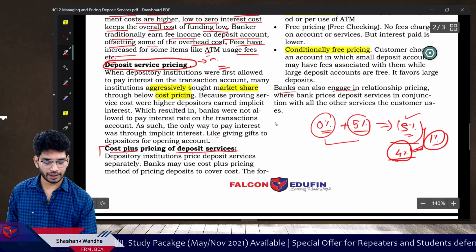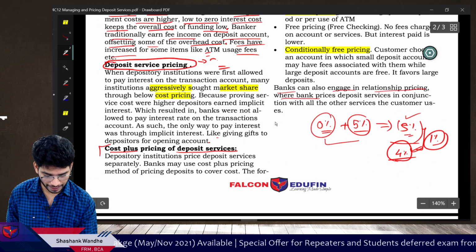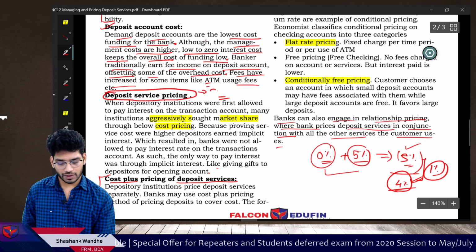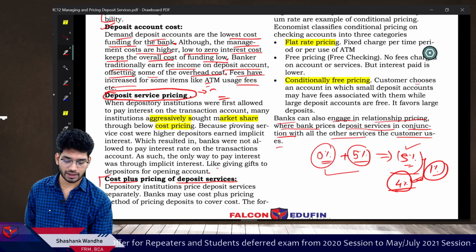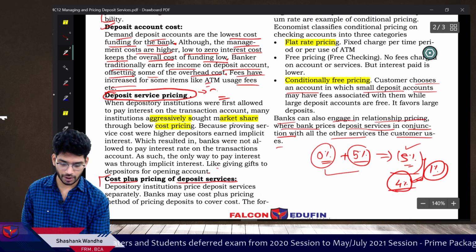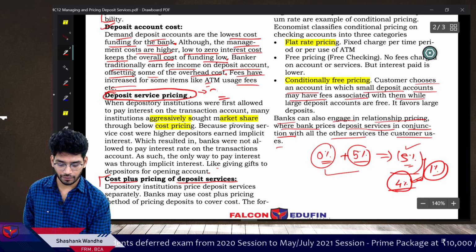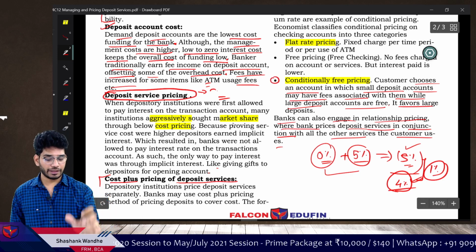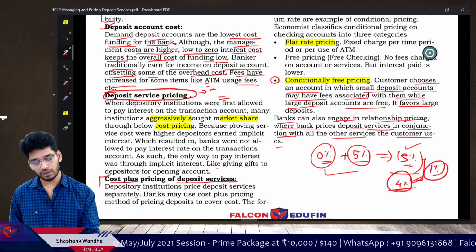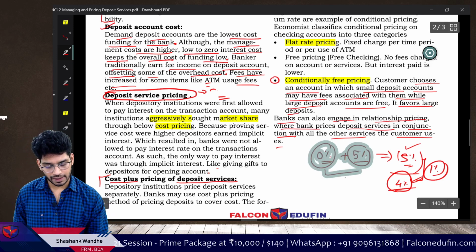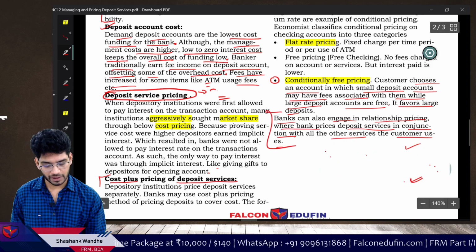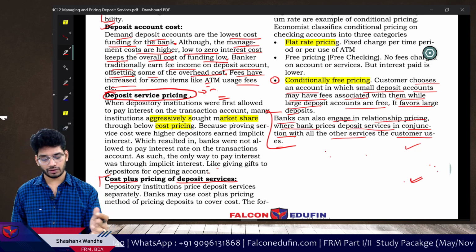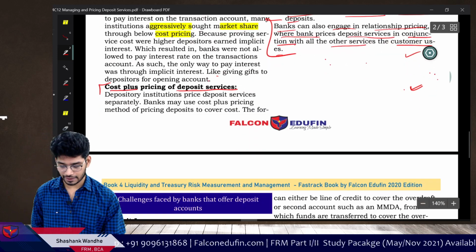So the bank can also engage in relationship pricing when the bank prices deposit services in conjunction with all the other services of the customers. Now I'll also read the conditionally free pricing here. Customers choose an account in which small deposit accounts may have fees associated with them while the large deposit accounts are free. So I by mistake used a different explanation for the conditional pricing. Conditional pricing is different pricing for different accounts like this. And you also have the option to engage in conditional pricing where, depending on the type of customer, you will decide the prices.